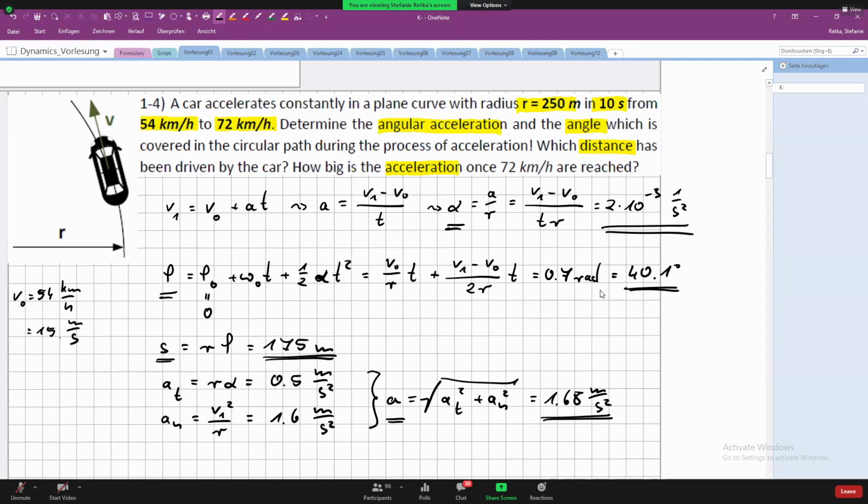Excuse me, Professor. Yes. For the normal acceleration, why are we taking only the v1 square? What about the v0? Because it's asked for the acceleration once we reach the 72 kilometers per hour. That's why we use the 72. It's the acceleration at this instant of time. It's not the change in acceleration that is asked for. It's the acceleration once the velocity of 72 kilometers per hour was reached.